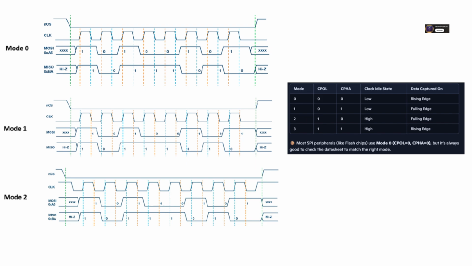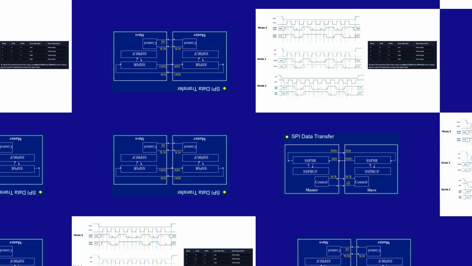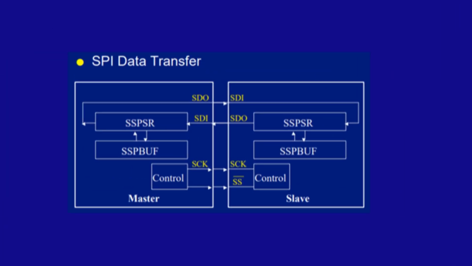Absolutely. It's probably the single most common cause of SPI communication failure. You must check the slave device's datasheet, see which mode it requires. Again, mode 0 is super common for things like flash, ADCs, displays, and configure your master microcontroller's SPI peripheral to match perfectly.